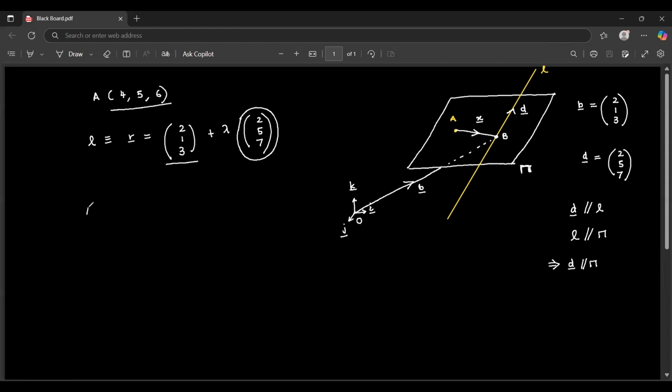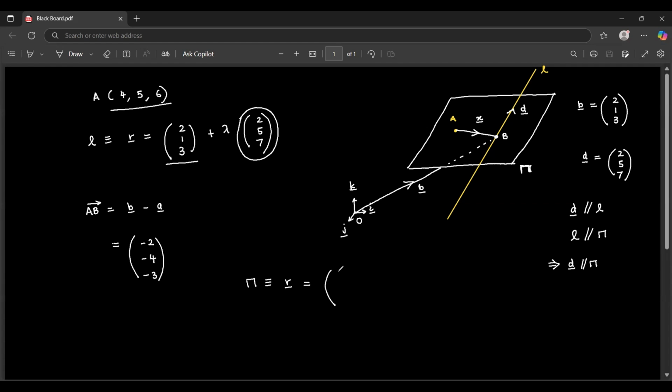Let's find out X, which is AB. AB will be equal to B minus A. B is 2, 1, 3 and A is 4, 5, 6. So 2 minus 4 will be minus 2, 1 minus 5 will be minus 4, 3 minus 6 will be minus 3. This is all you need, because now you can write down the vector equation.